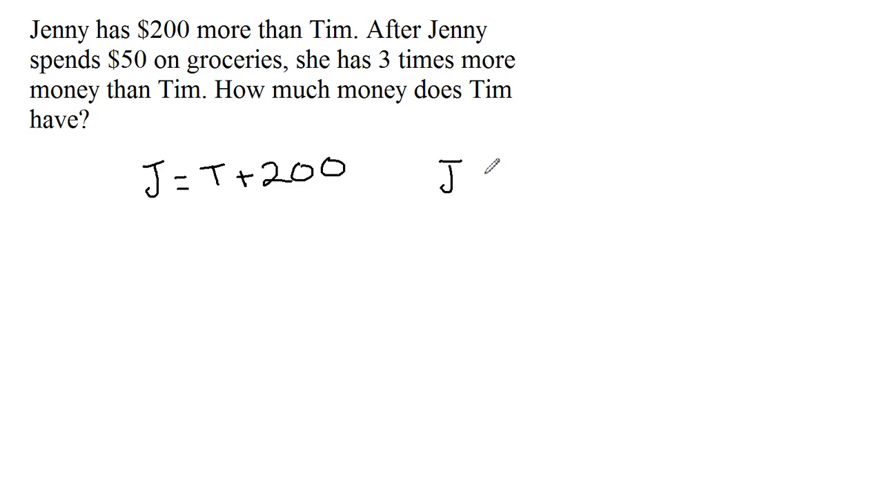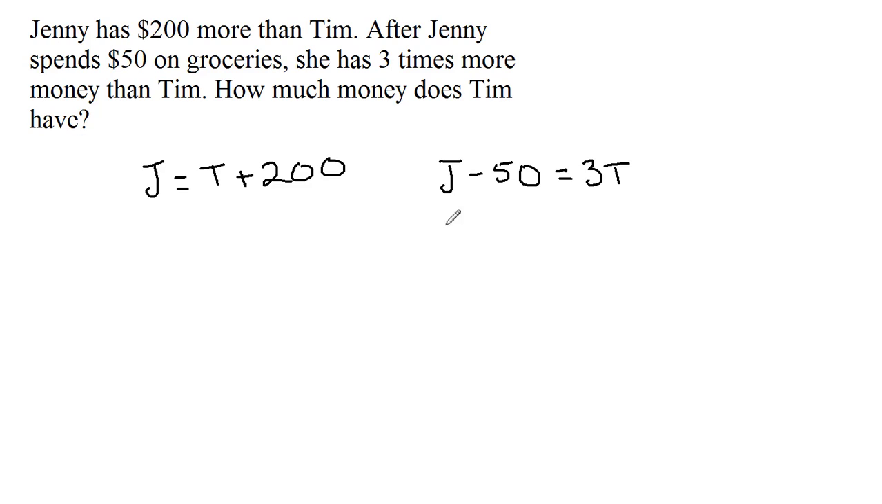After Jenny spends $50 on groceries, she has 3 times more than Tim has. She spends $50, so it's subtracting 50, and that equals 3 times as much money as Tim has.